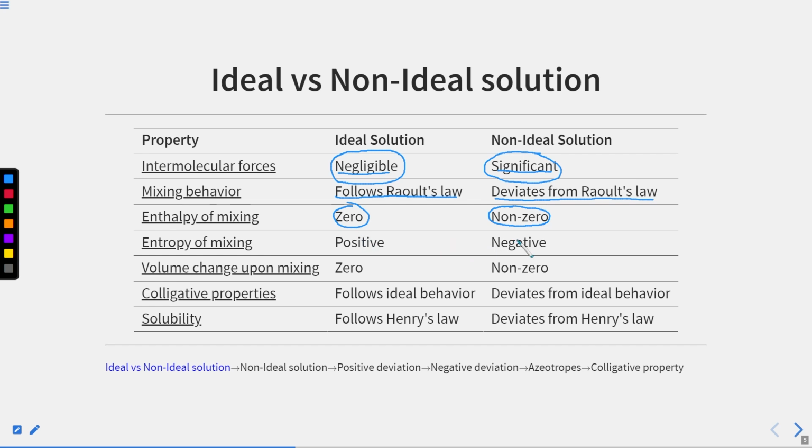Now the enthalpy of mixing for a non-ideal solution is non-zero, and it can be positive or negative. If the process is exothermic, it will be negative, and if it is endothermic, then it will be positive. Next, we have entropy of mixing. For an ideal solution, the entropy of mixing is positive. In this case, it is negative.